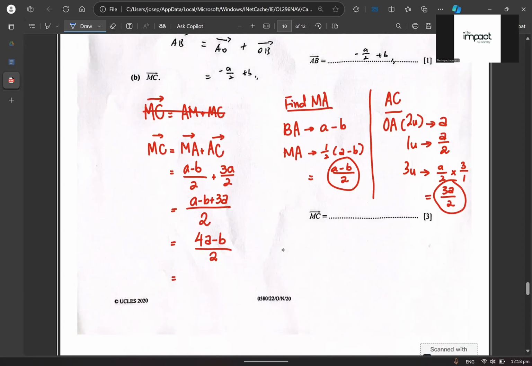But do you stop here? No, cannot. Do you know why you have to go on? Because you see 4A minus B over 2 can be divided, right? 4A divided by 2 becomes 2A minus B over 2, which is half a B, or B over 2. Alright, but I prefer to put half a B. Alright, so that is your answer for MC.